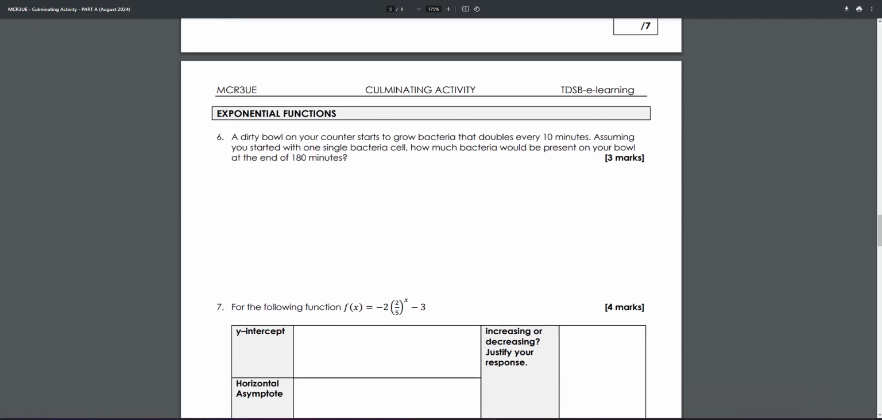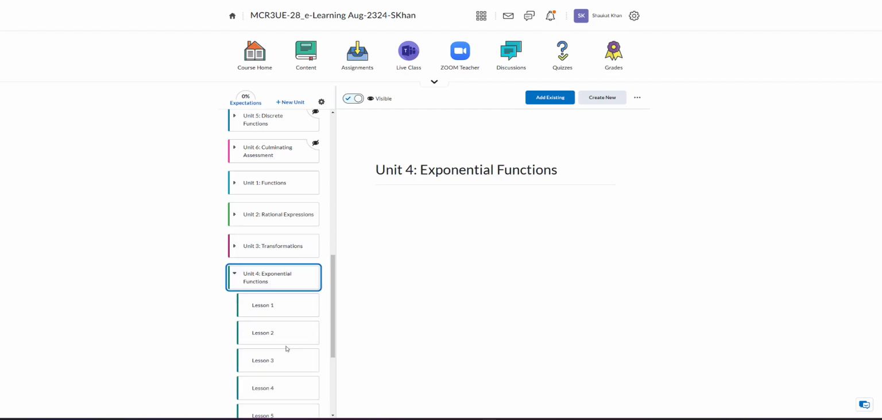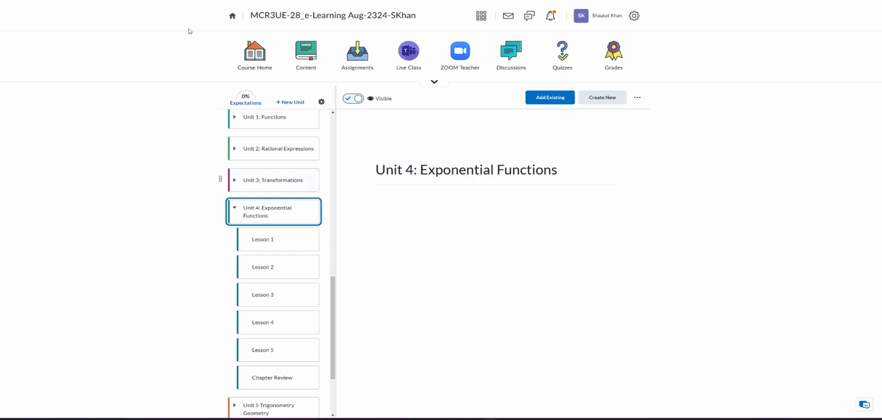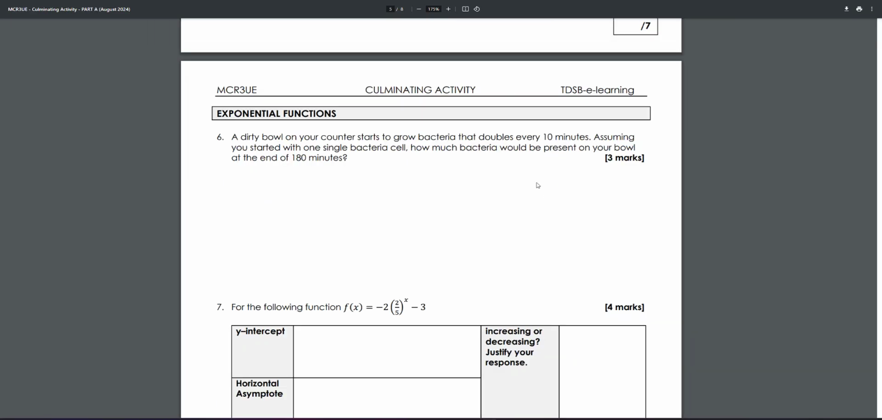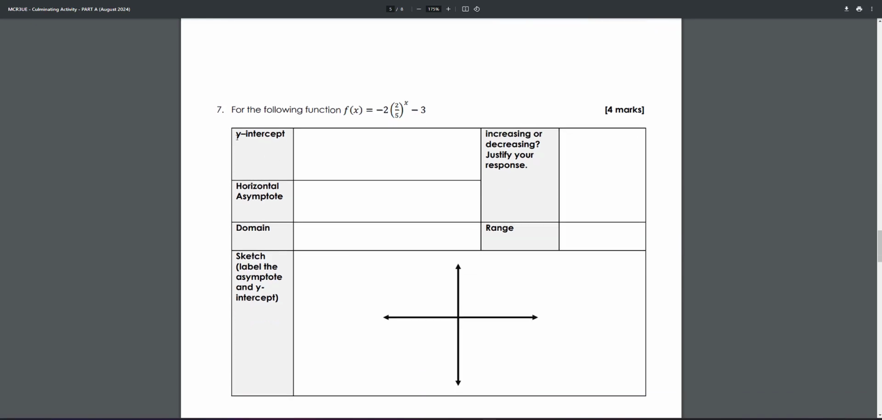Exponential functions. So this is unit 4 for my notes. I recommend using my notes because they're nice and organized, at least I think so. Dirty bowl on your counter starts at 10 minutes. We did a question almost exactly like this. Yeah, you can definitely do that one. It's pretty easy. For this equation, state the y-intercept. Is it increasing or decreasing? We went over that. State the horizontal asymptote. I went over this. Domain and range, once again in set notation.